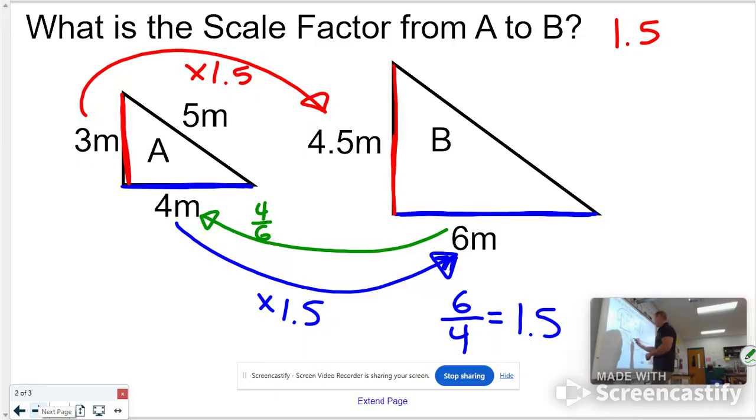Now we could have it as 2/3 as well, or as a decimal. You could say it's times 0.6 repeating, or 6/10 repeating. That would be the scale factor going the other direction.